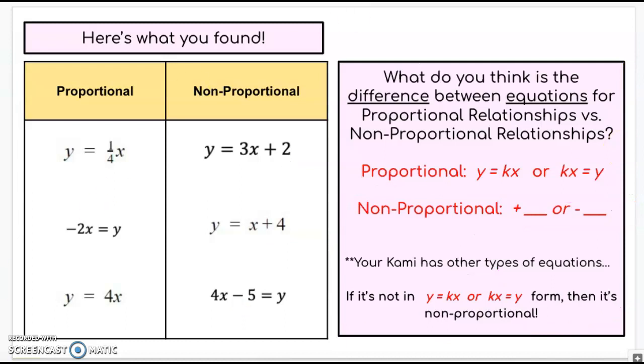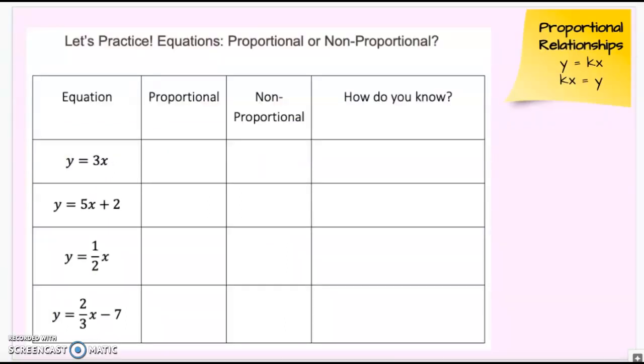Awesome. Let's do a little more practice and then we're good to go. So take a moment. We'll go row by row. What do you think? Here's an equation. You tell me, give me an x for proportional or x for non-proportional and tell me how you know. Let's do this first one. Y equals 3x. What do you think? Proportional, non-proportional, or how do you know? Okay, hopefully you told me this is proportional because it follows y equals k times x. Your k value is 3. Awesome, let's try the next one.